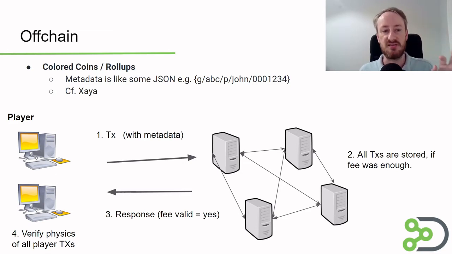The main idea is you have a transaction, and inside that transaction is some metadata. And here's an example that I have here. So the metadata reads like this. G is a game, so game ABC, and then P is player, so it's player John inside the game ABC, who performs some action, 1, 2, 3, 4. I don't know, maybe he's moving some unit from point A to point B.